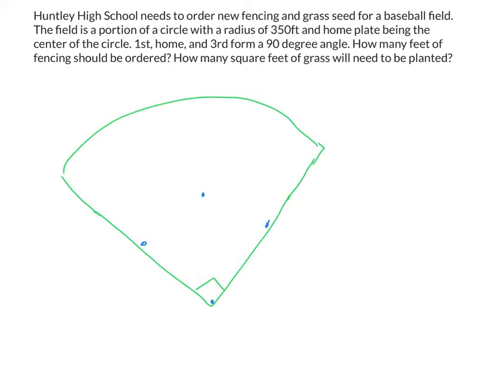All right, so we know that we've got a 90-degree angle. It says that it's 350 feet. That's my radius. And then we've got another 350 over on this side, because it's still the radius.